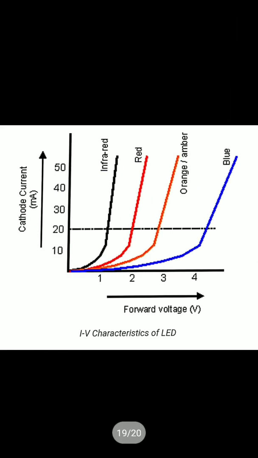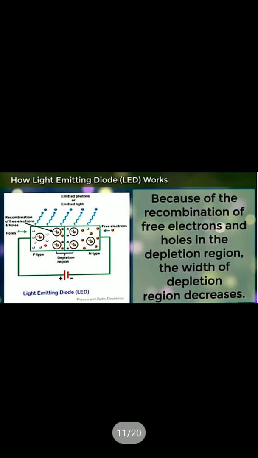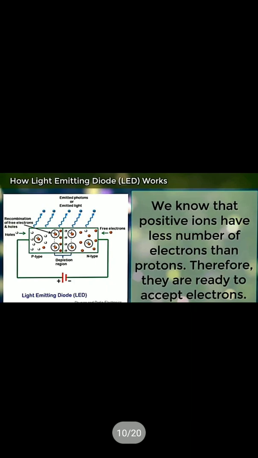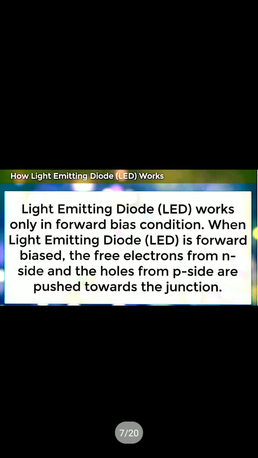I hope it is clear now. Once again I will recall how the PN junction or LED works. As we know, the LED works in forward bias condition. In forward bias, free electrons from the n side and holes from the p side are pushed towards the junction, because we externally connect the PN junction in forward bias.